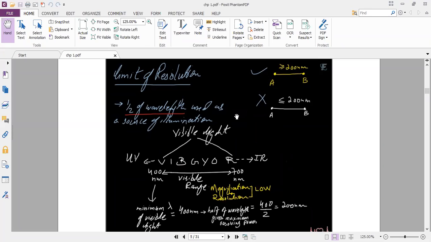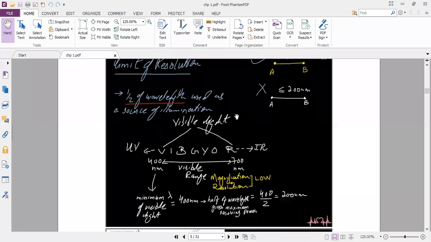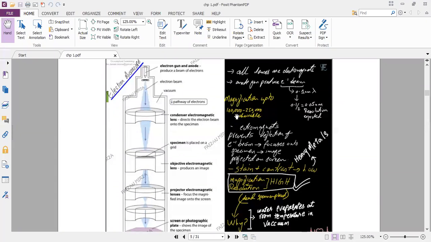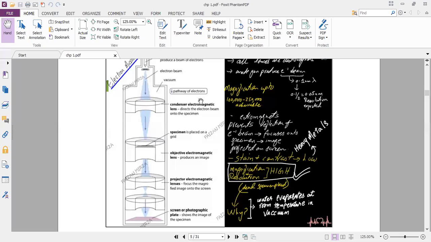Objects which are larger than 200 nanometer, for example, the mitochondria, the nucleus, the cell itself, are all very well visible because they are larger than 200 nanometer. They allow more than half of the wavelength of light to cross. The magnification and resolution of light microscopy is still low. So this caused the scientists to come up with an electron microscope, a technique from which we can view objects which are even smaller than the typical resolution of a light microscope, and that was the technique of electron microscopy.